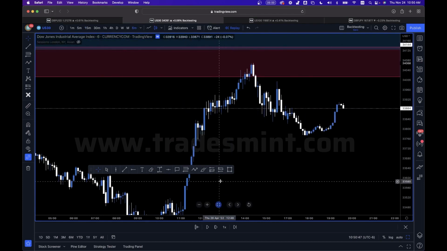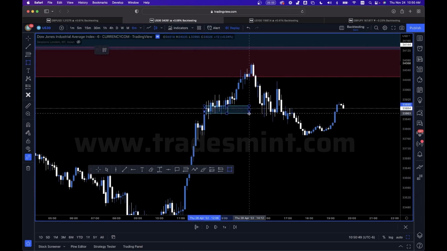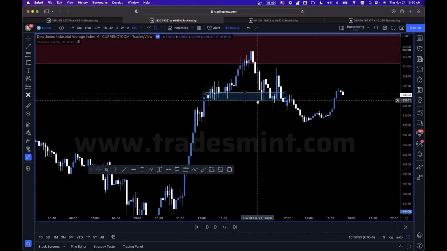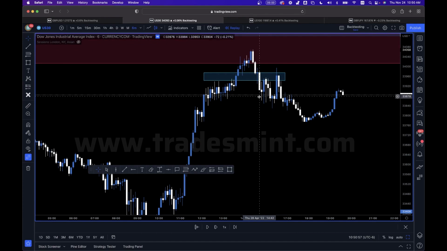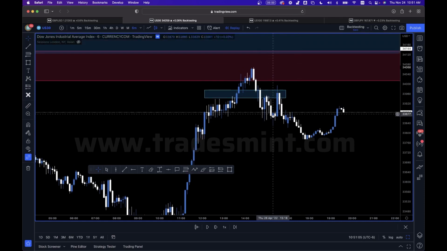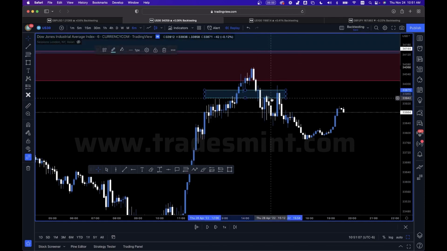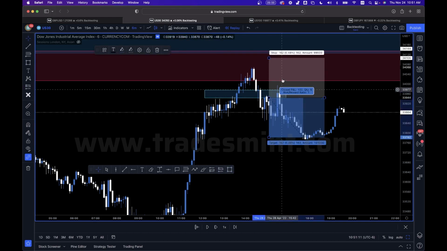So I'm on the 6-minute only because of the issues with the data. But if you take a look here, okay, price broke back down here, created a lower high. Okay, so once price does this, we are good. We are good to be selling.